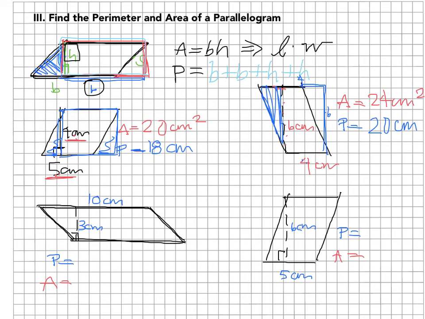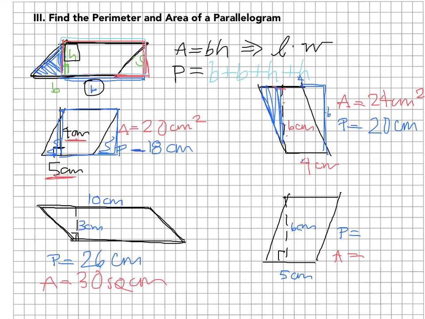The perimeter of this parallelogram, we're going to take 3 plus 10 plus 3 plus 10, so 13 plus 13, 26 centimeters, and the area is base times height. Your base is going to be 10 times height is 3. It's going to be 30 square centimeters.